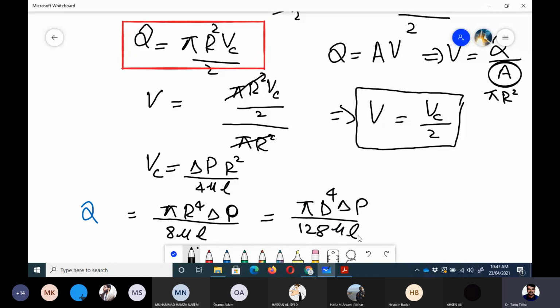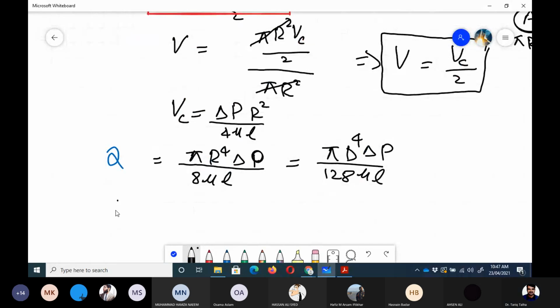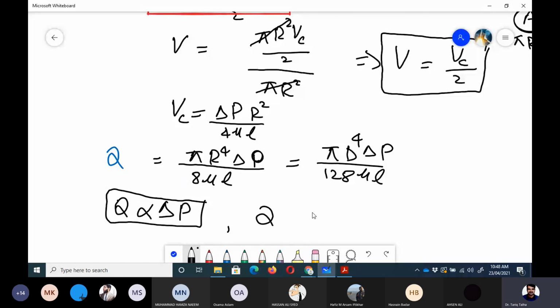Now this relation tells you three very important things which you need to know. One is that Q is directly proportional to delta P. It means that if we increase the volume flow rate, then the pressure drop would also increase along the pipe. Then the second thing it tells us is that Q is directly proportional to D4.